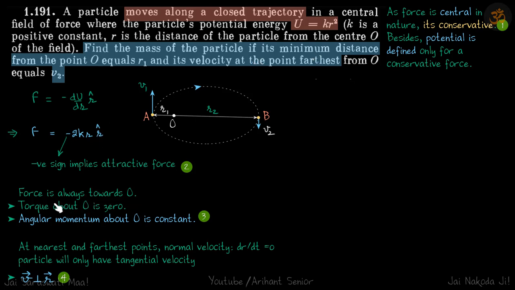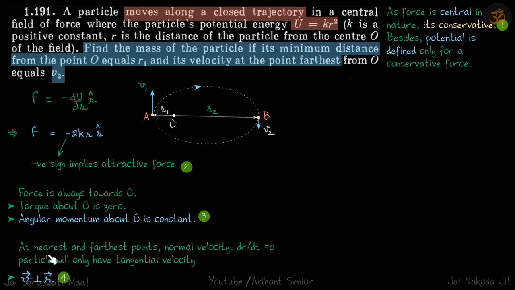Our next point is that the force is always towards O because it's central, which means torque about O is 0. About point O, r cross f is always 0 because r and f are always parallel, which means angular momentum about O is constant.